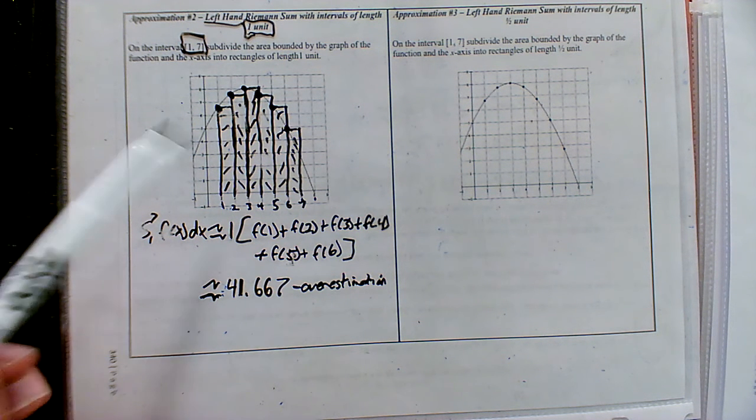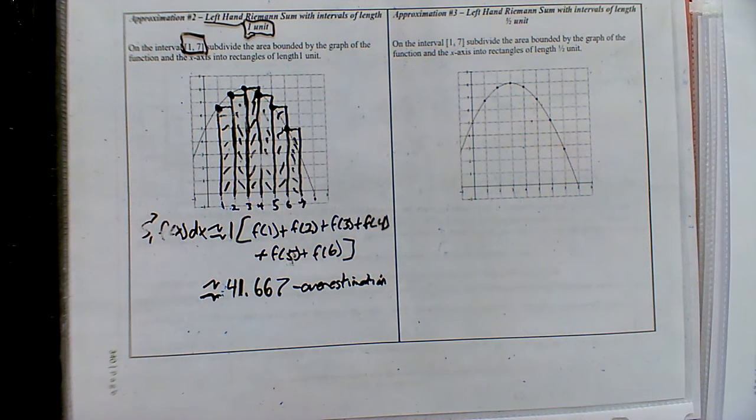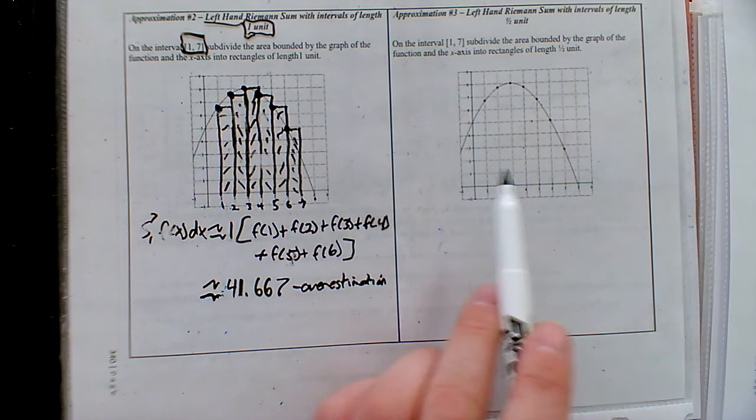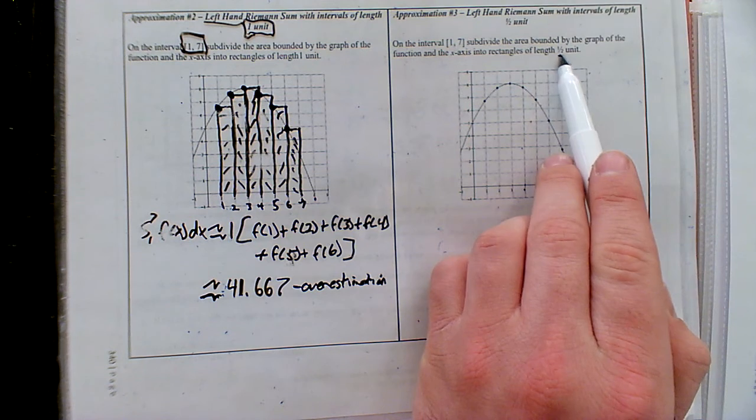So what we're doing so far with both examples, we found the area of each rectangle, and we're just adding the area of the rectangles together. An estimation of the integral. So if you want to go ahead and start the next one, the approximation number 3 is left hand, so nothing's changed yet except the interval.